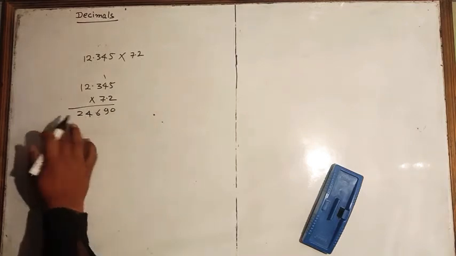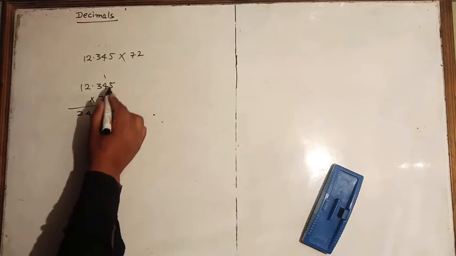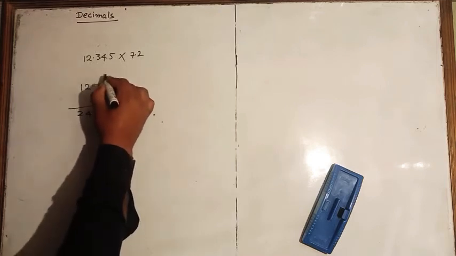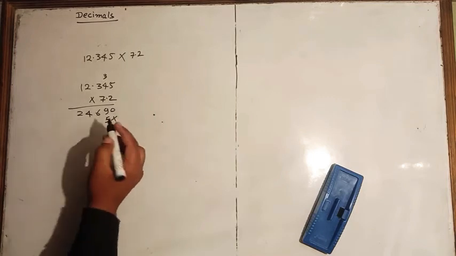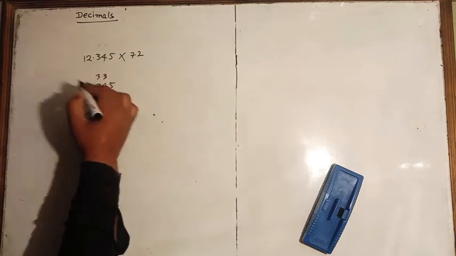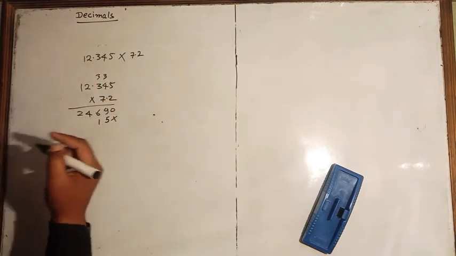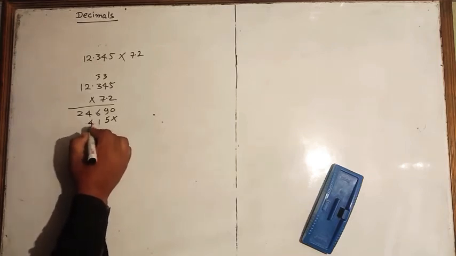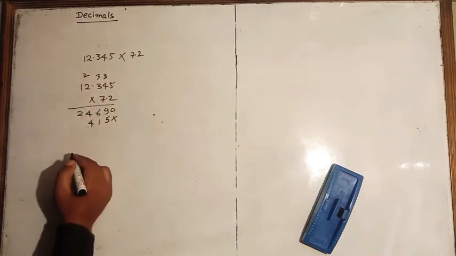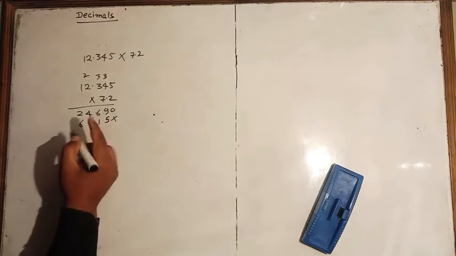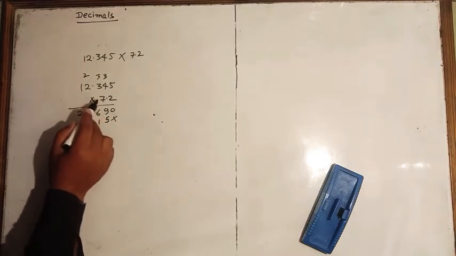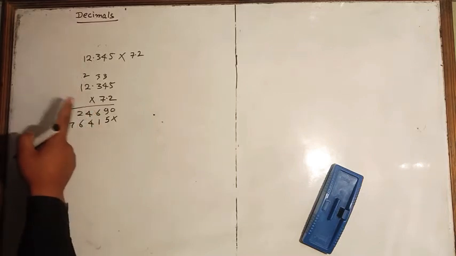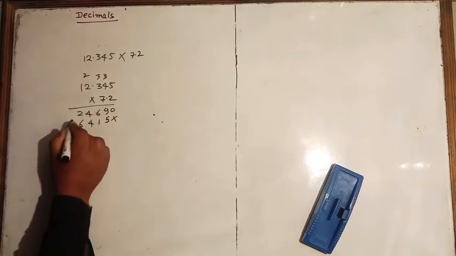Now after this, the table of 7: 7 fives are 35, carry 3, 7 fours are 28, 29, 30, 31 it will be, carry 3, 7 threes are 21 plus 3 is 24, carry 2, 7 twos are 14 plus 2 is 16, carry 1, 7 ones are 7, plus 1, 8 it will be.